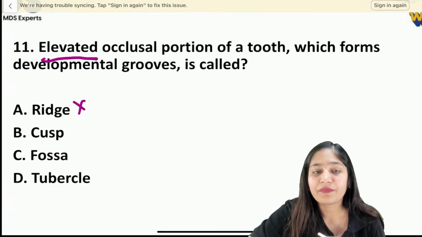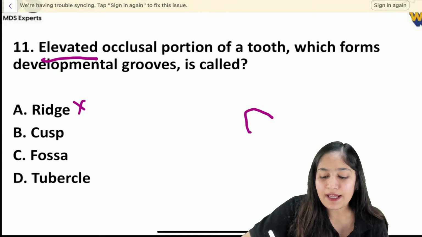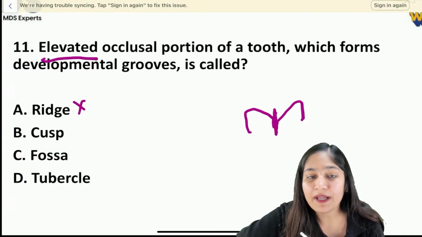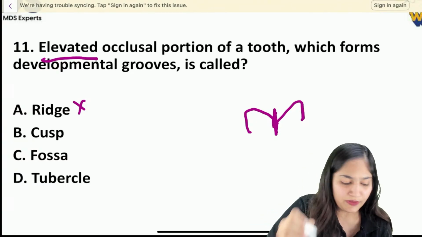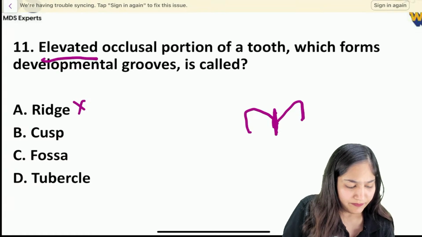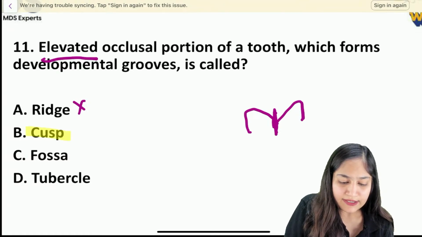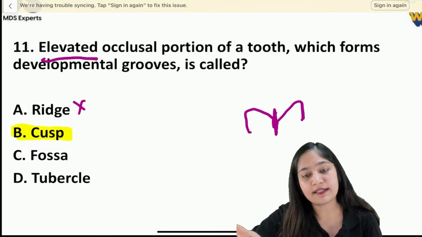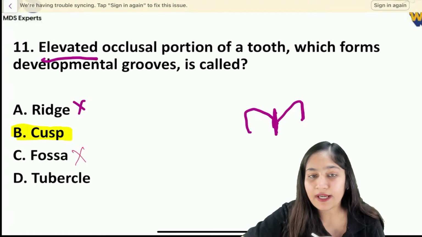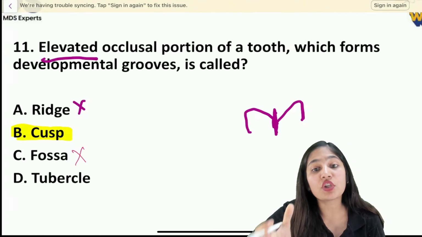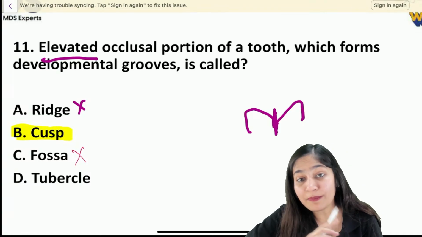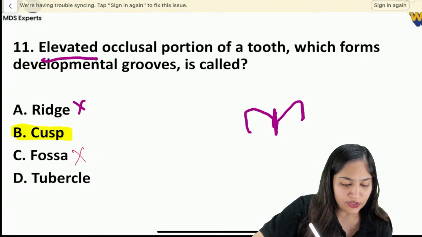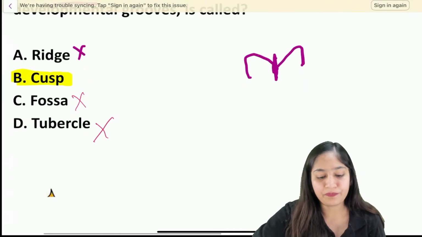Coming to cusp. So cusp is definitely an elevation, right? And it forms the developmental grooves. So here what will be the correct answer? Cusp. So fossa is what? It is a depression. So again fossa is not the correct answer. Coming to tubercle. Tubercle is also an elevation, but it doesn't form developmental groove. It is formed by extra deposition of the enamel. So again tubercle is also not the correct answer here.